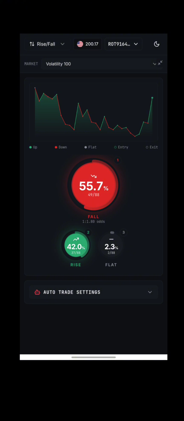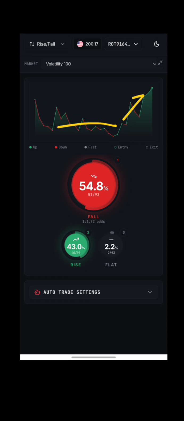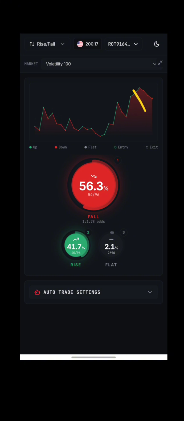So what you're seeing here, guys, is the graph that literally shows us how the market is moving, and as you can see, the market is bullish right now. It's going up. So this is a rise kind of market, and currently we are on a fall market, and you can see that the market is coming down using this graph right here.